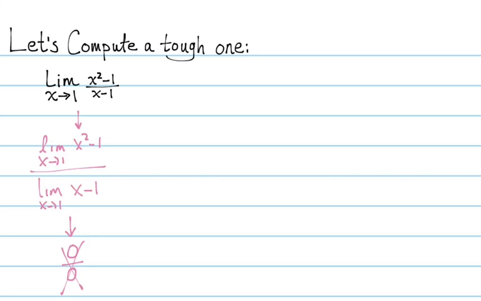It's unhelpful. And so what we have to do is we temporarily have to figure out another function which is the same as x squared minus 1 over x minus 1. Let's do that by factoring x squared minus 1 over x minus 1. The top factors as the difference of squares, x minus 1 times x plus 1, and the bottom is just x minus 1.